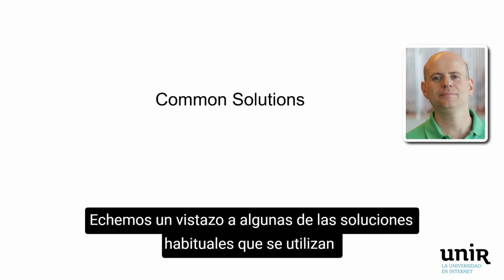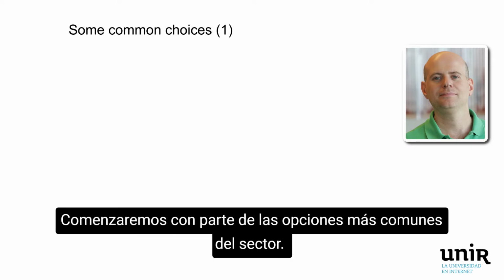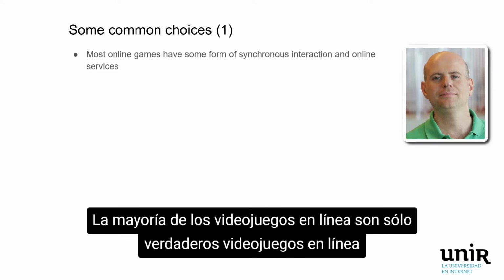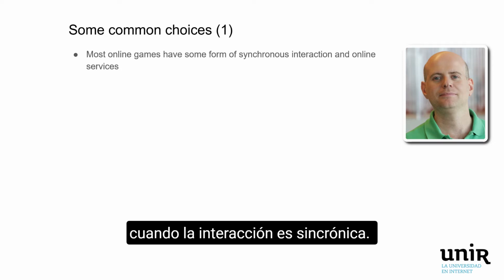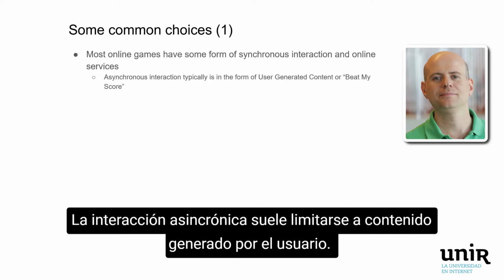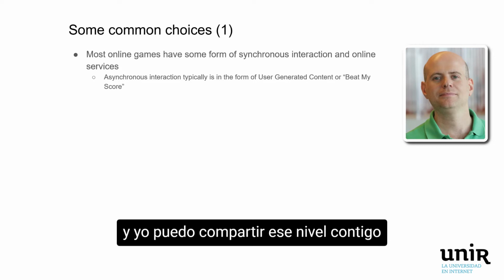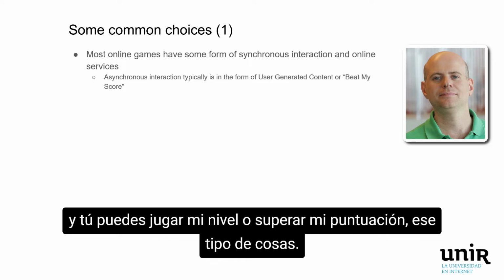So let's look at some of the common solutions which are used in the industry to defeat some of the problems that we have seen so far. Let's just start from some of the most common choices in the industry. Most online games are truly online games when the interaction is synchronous, and usually there is some degree of consumption of online services. Asynchronous interaction is usually limited to user-generated content. So for example, in my game, you can make a level, and I can share this level with you, and you can play my level or beat my score kind of things.